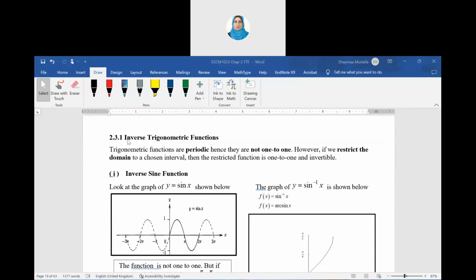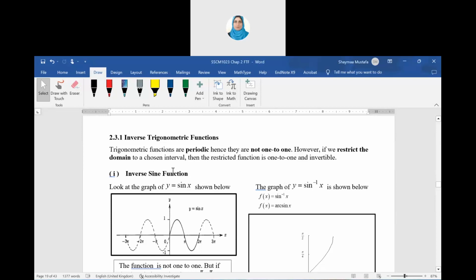Okay, today we'll start on inverse trigonometric functions. Before we start, we need to check the sine function. We need to start with the inverse of trigonometric functions. Then we will study the inverse of hyperbolic functions.